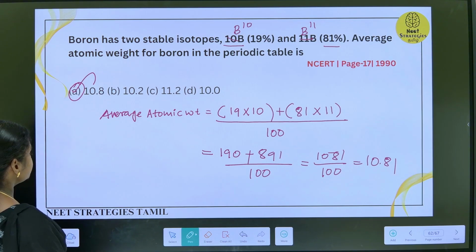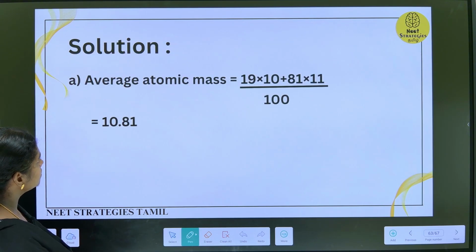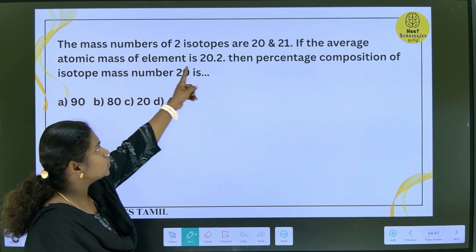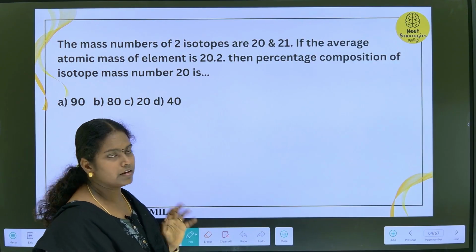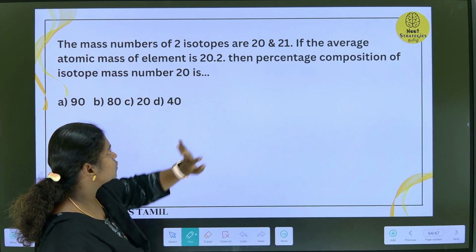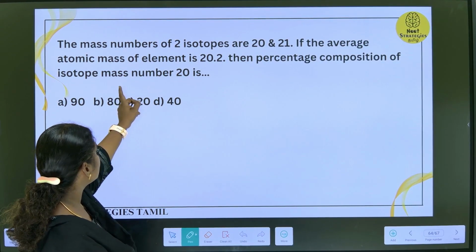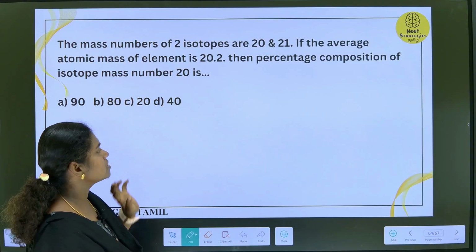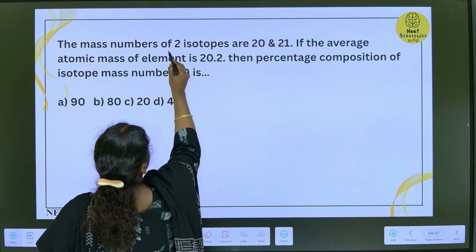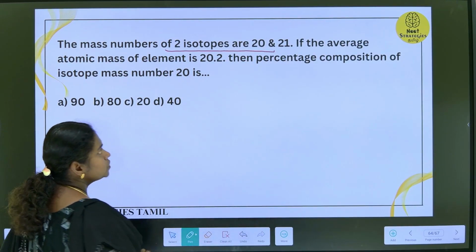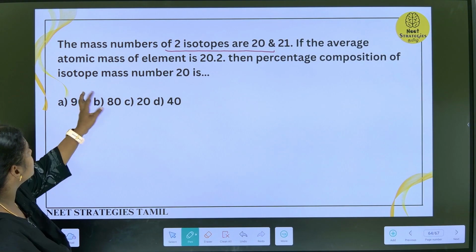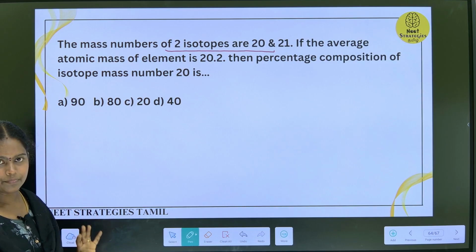Right. Next one, let's see. The mass numbers of two isotopes are 20 and 21. If the average atomic mass of the element is 20.2, then what is the percentage composition of the isotope with mass number 20? Average atomic weight is given, percentage is not given. We want to work it out.